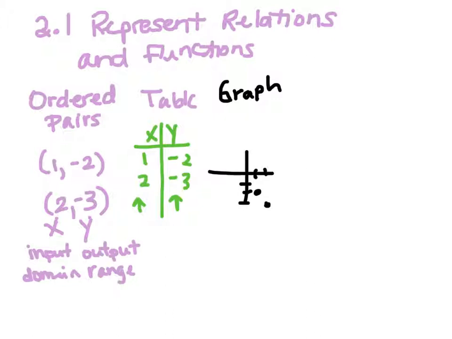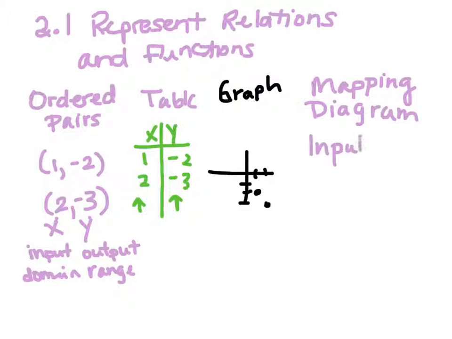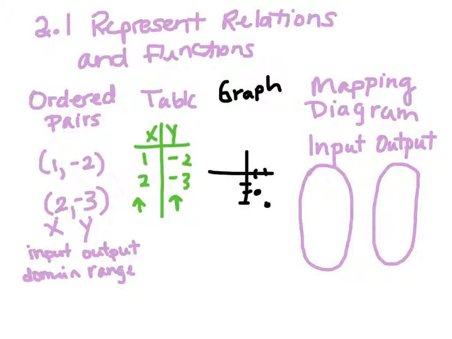So the last way to do this is called a mapping diagram, which is kind of like the table with a little extra arrows. So we have the input and the output. Again, remember, input is just a fancy name for x's, and output is just a fancy name for y's. And they kind of got like these little bubble looking things, like ovals. Right? And I'm going to put the 1 and the 2 in here because those are our input numbers, and the -2 and the -3 in the output bubbles.